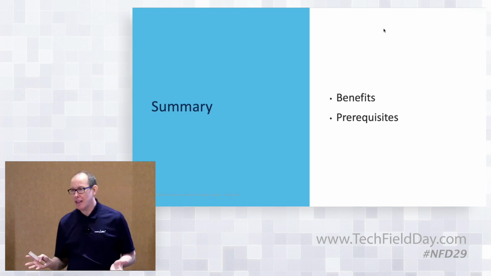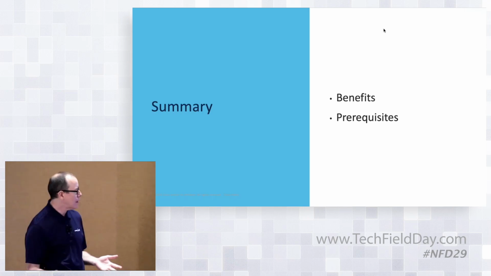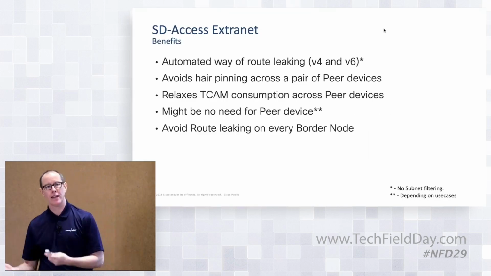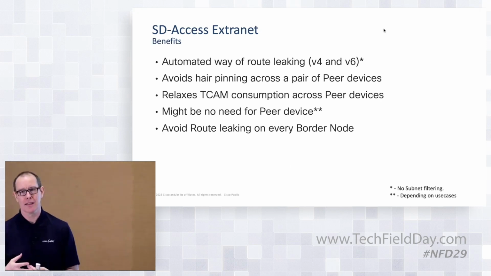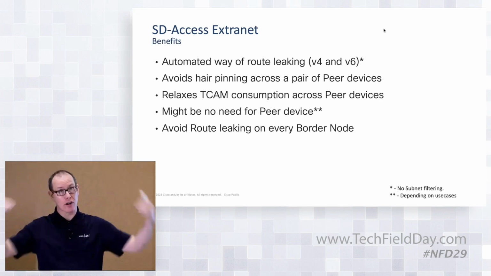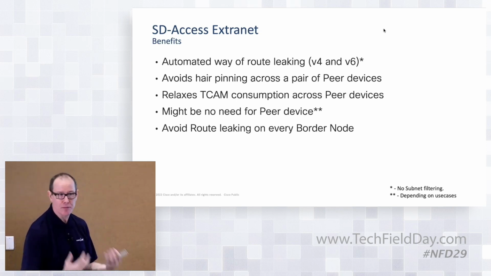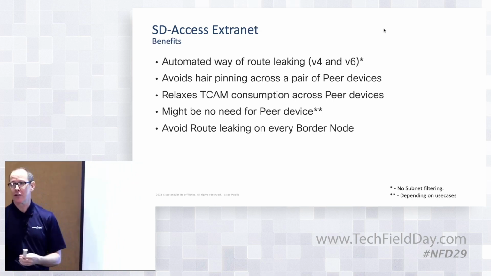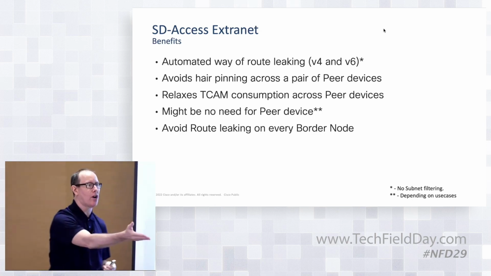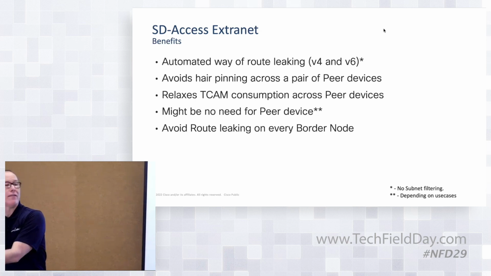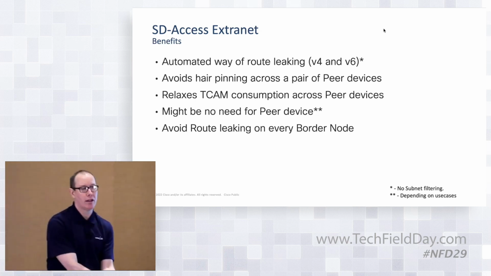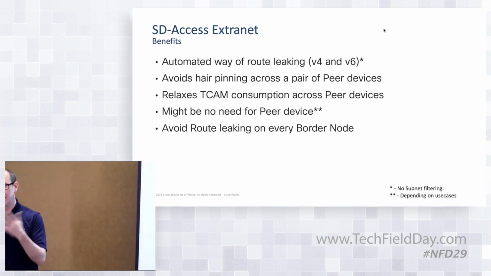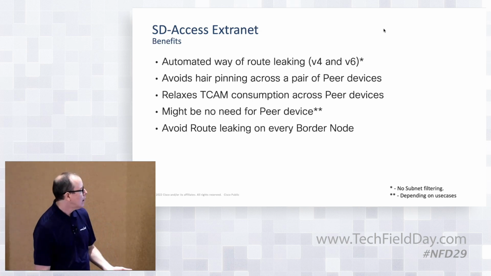That's pretty much it on the SD-Access extranet capability. So we've seen some of the benefits here. It is fully automated, so we're trying to do as much of that as possible with SD-Access. Everything from a border down to an edge node is automated, and this is part of that. So it is fully automated for support of V4 and V6. The asterisk you see up there is actually the point we just talked about. I can't have 10 subnets in a VN and only have this policy for 5 of them. So that's what that means by no subnet filtering. Basically it means it's the whole VN or nothing.